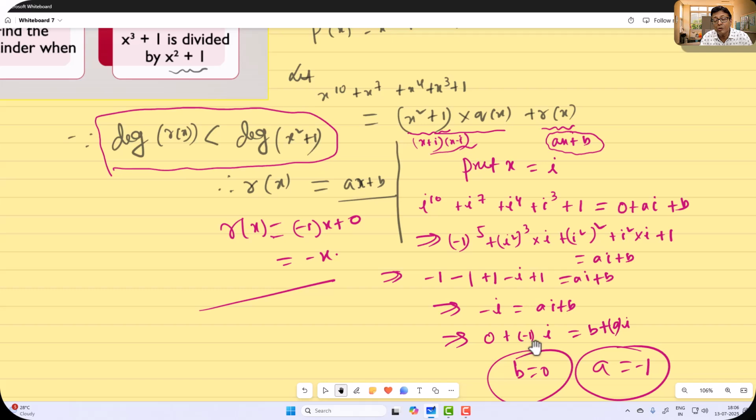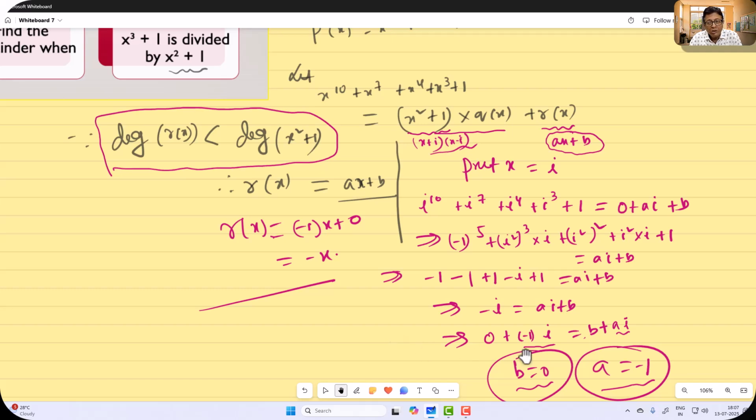Minus i means 0 plus minus 1 into i. This is b plus ai, there is a over there. Now if you compare, what is the value of a and b? The coefficient of i here is minus 1. This is a, so a will be minus 1 and b will be equal to 0.